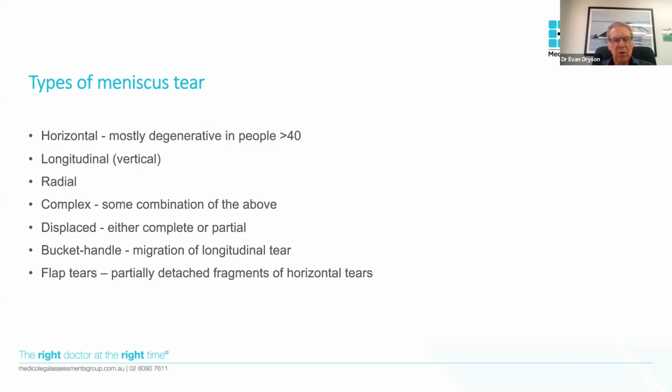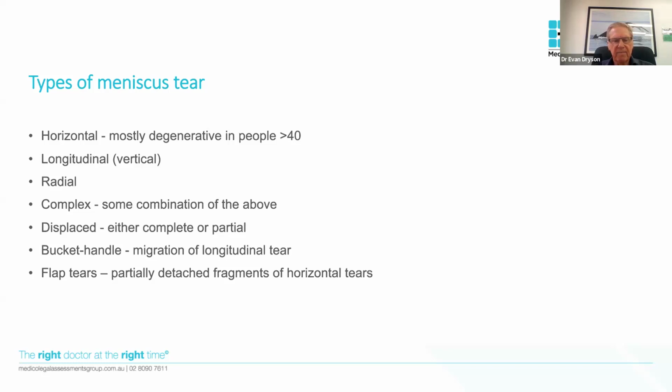So this is important when we're considering injury and when we're considering causation, because you can imagine that some sort of force applied to the knee during the course of an accident, for example, could easily tear a meniscus, but it's not going to tear the meniscus in three different directions at once. You need three different forces for that. So a complex tear, which is more than one, either horizontal, longitudinal, or radial, has to be due to degeneration. It can't be due to an acute injury.